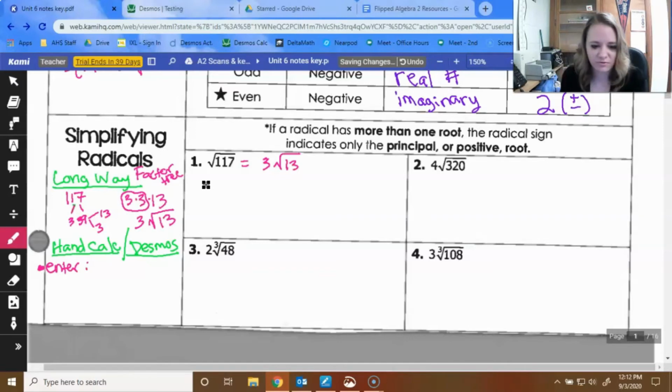That should be some review. Let's see how we can do this in the calculator or Desmos, though, because we're going to have a lot of these to do, and this can be tedious, and people tend to make mistakes.